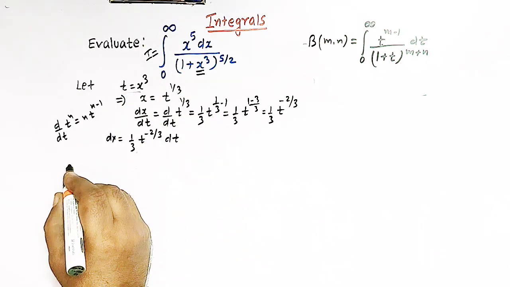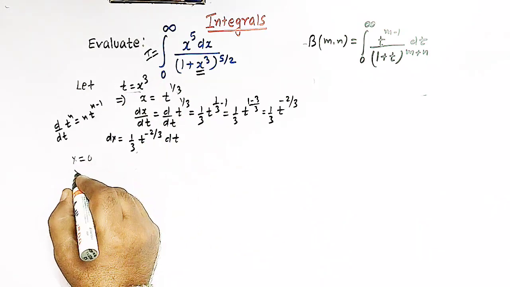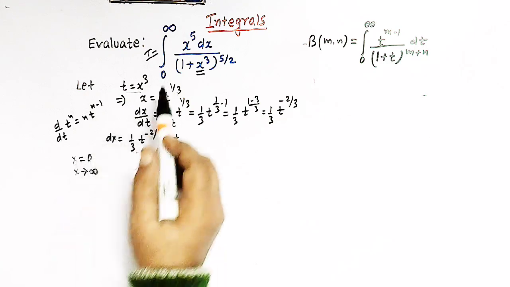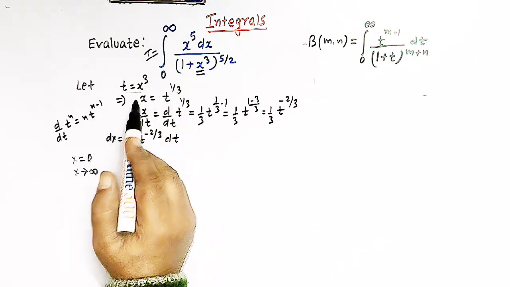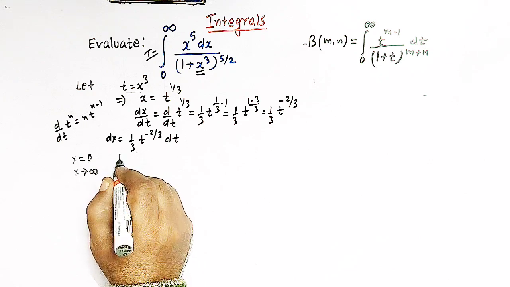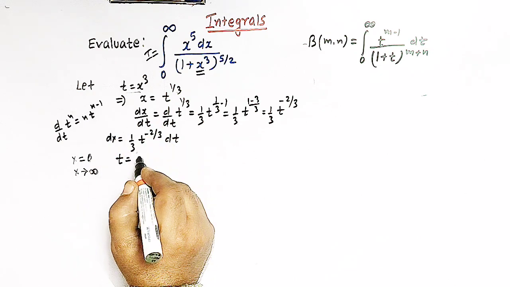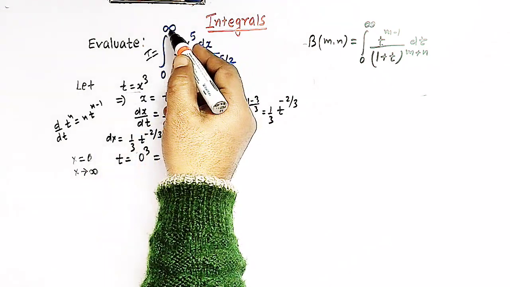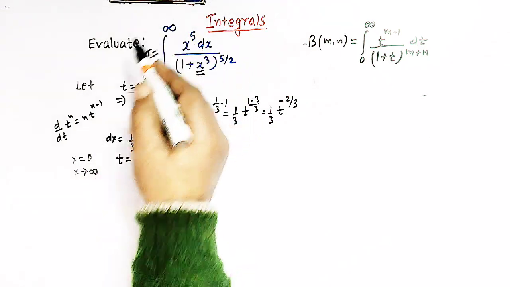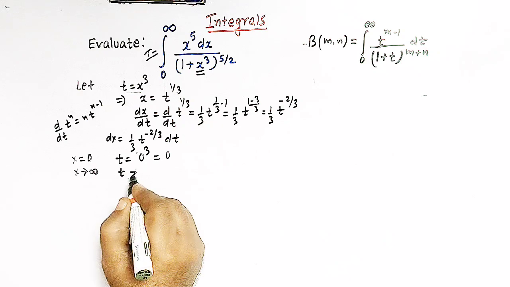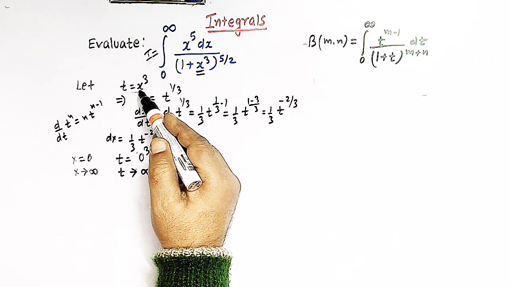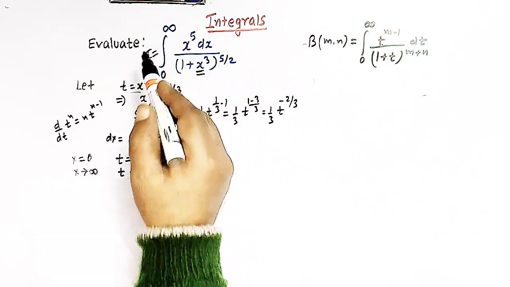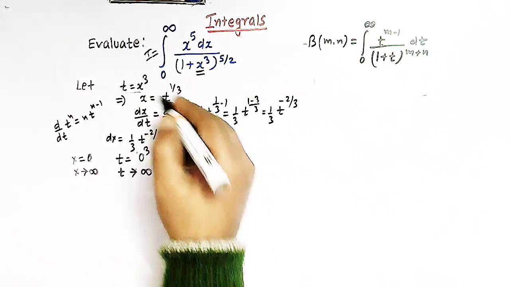Here x varies from 0 to infinity. So when x is 0, which is the lower limit, the value of t can be obtained from this relation. We have 0 cube, that is 0, and when x tends to infinity, that is the upper limit, then t also tends to infinity due to this result. So now let us write this integral I in terms of t.